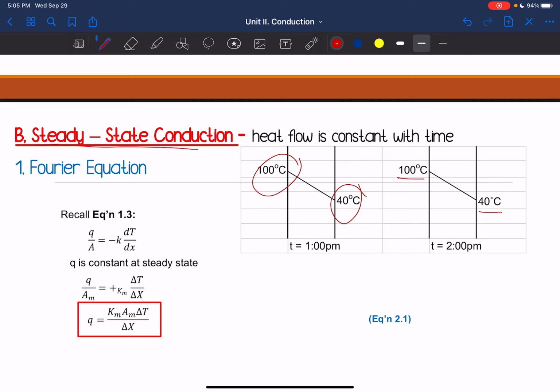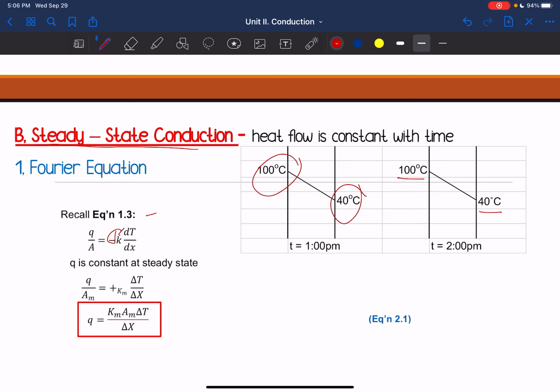And if you recall equation 1.3, which is, of course, by J.B. Fourier, Q over A is equal to negative K dT/dx, where Q is the heat flow or the rate of heat transfer per unit time, K is your thermal conductivity, and dT/dx is called the gradient of the temperature. This gradient is a measure of the rate of change of a quantity in space, or slope. And the negative sign signifies that heat flows from a higher temperature to a lower temperature.